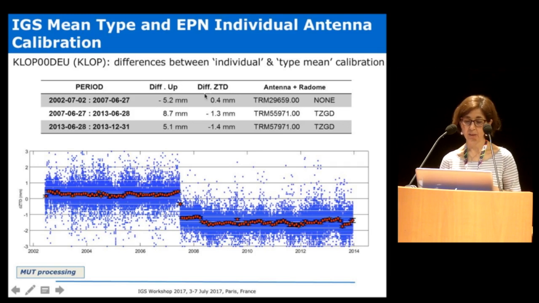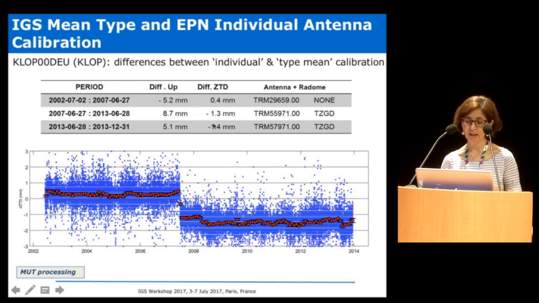You will see here that we have a difference in the up. This is just one example for this one station. And you see here that we have a difference, a jump in the up component, ranging from 8.7 millimeters up to minus 5.2 millimeters. And we have also a jump in the ZTD.